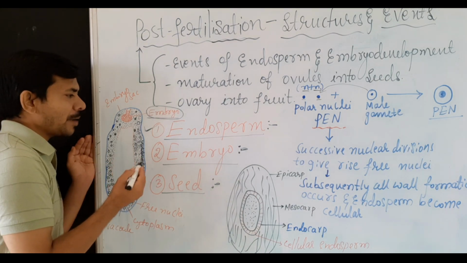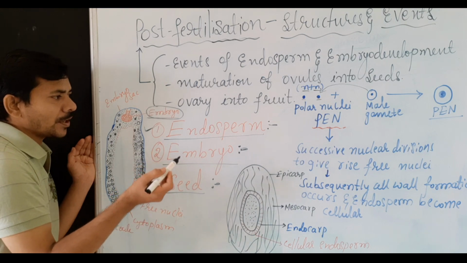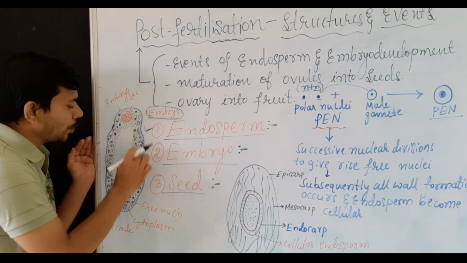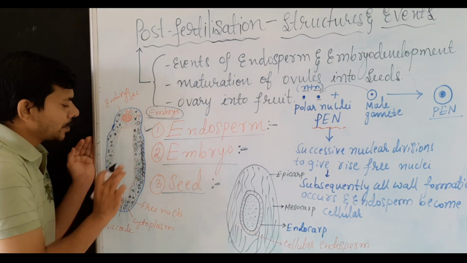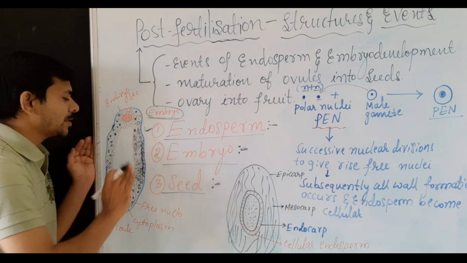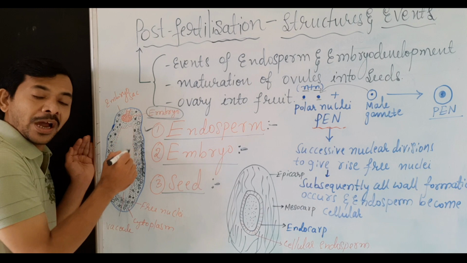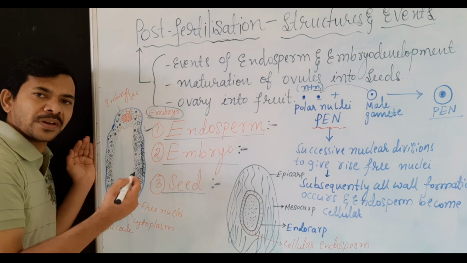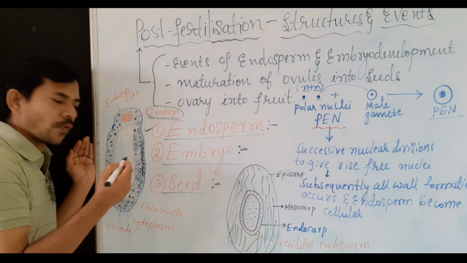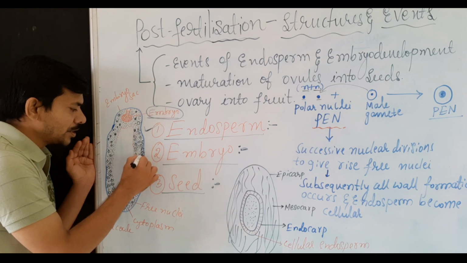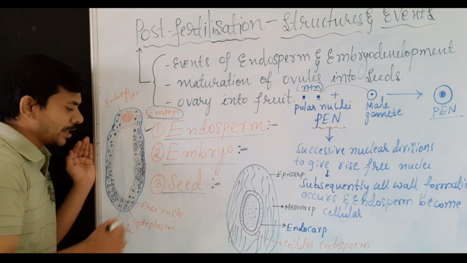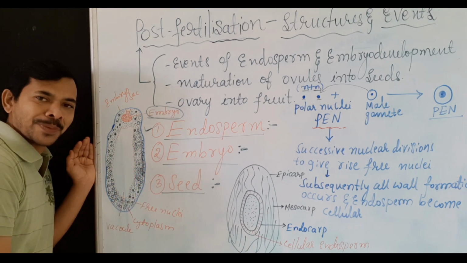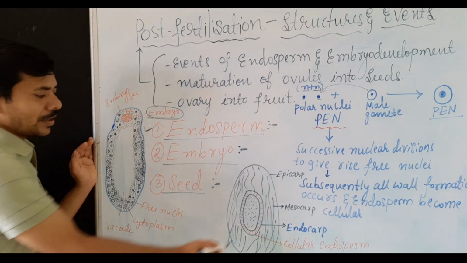So how? The primary endosperm nucleus undergoes successive nuclear divisions to give rise to free nuclei, and all the free nuclei produced by the cell division start to push towards the periphery region because of the large vacuole. Later, all the free nuclei that moved to the periphery start to form a cell wall. You can see this is where the cell wall formation takes place, and later it becomes a cellular endosperm. You can look at the diagram here.